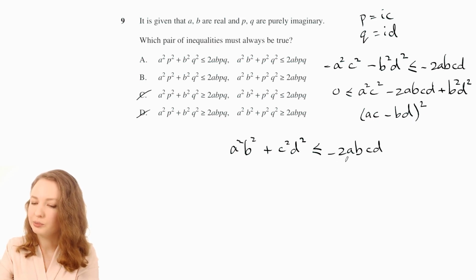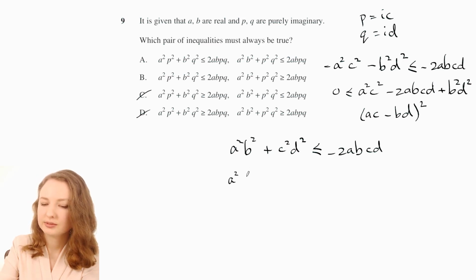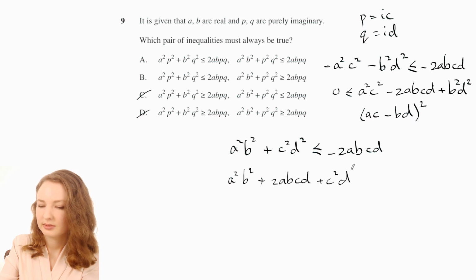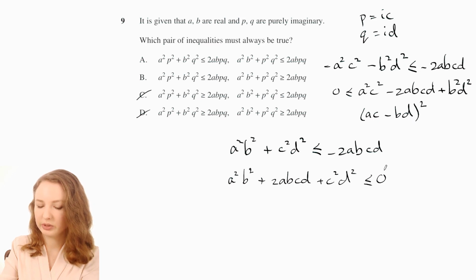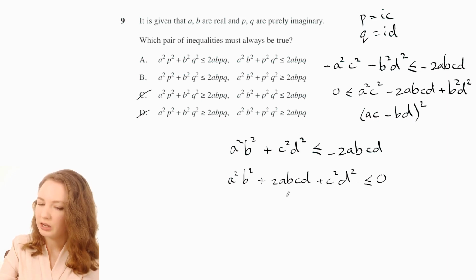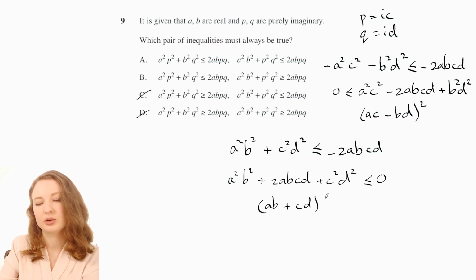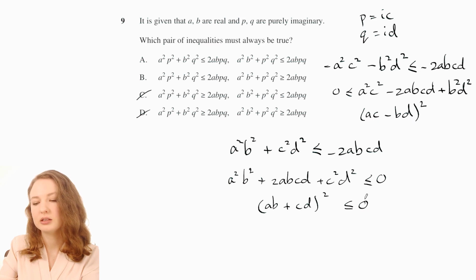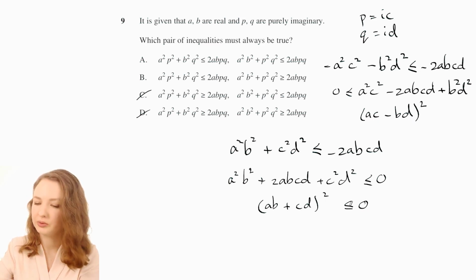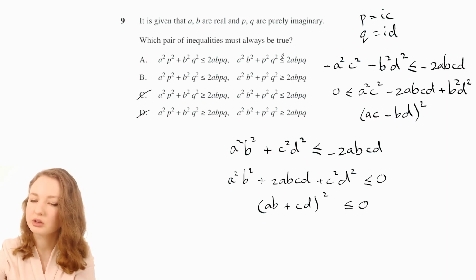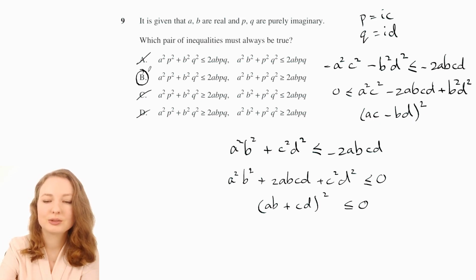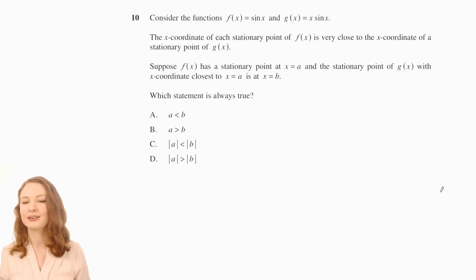So I would move that over to the left. And it's saying that's less than or equal to 0. So let's factorize that. That is (AB plus CD) squared. Now that's not going to work because that should be positive or greater than or equal to 0, and this one is saying it's less than or equal to 0. So this one is false. So it's B.